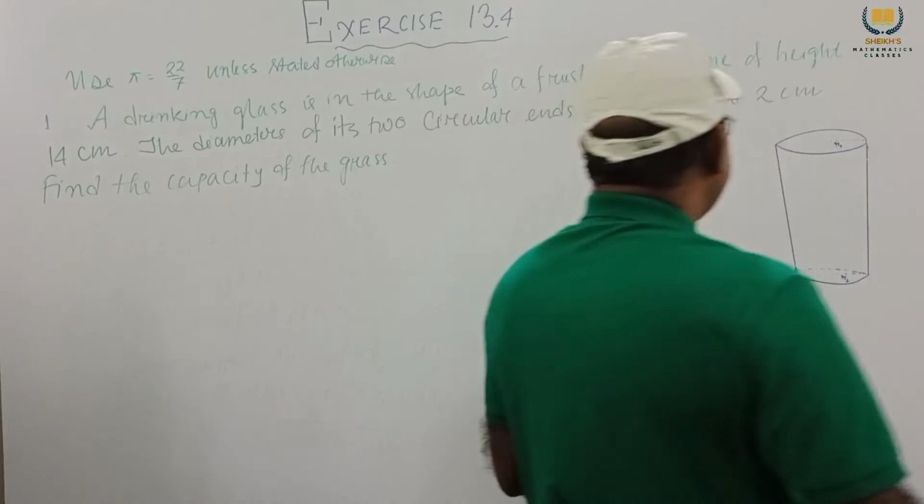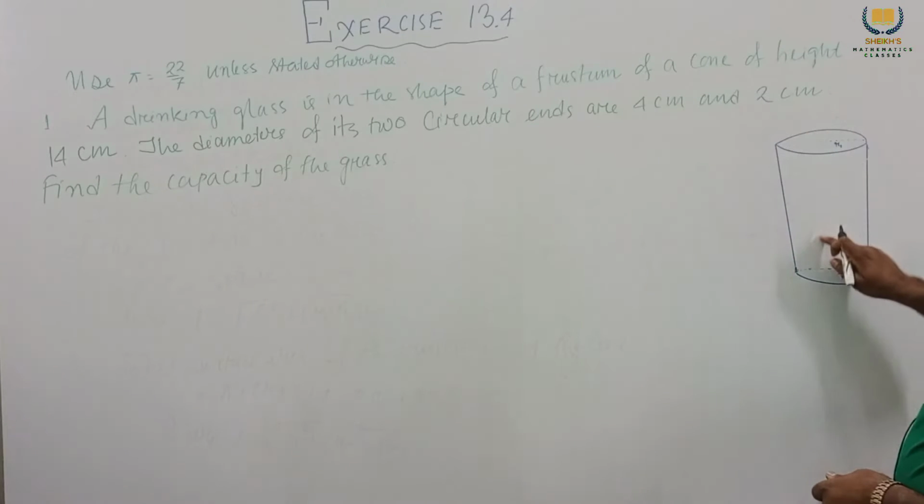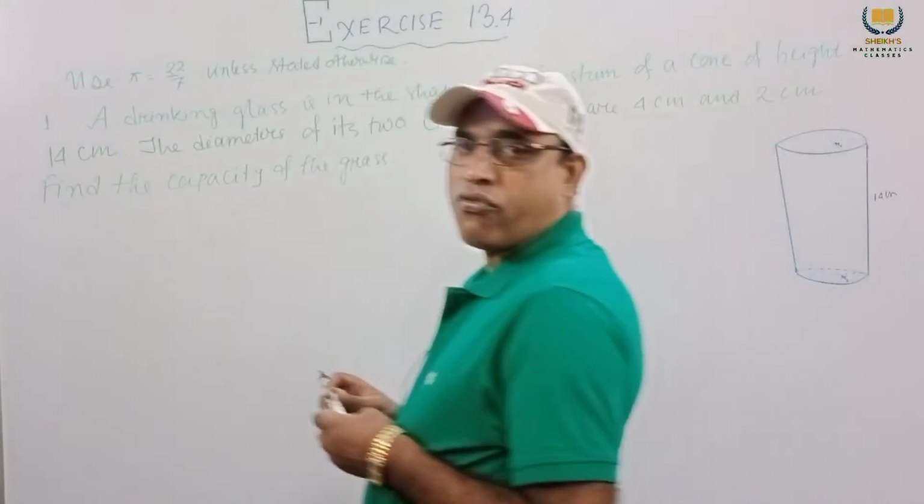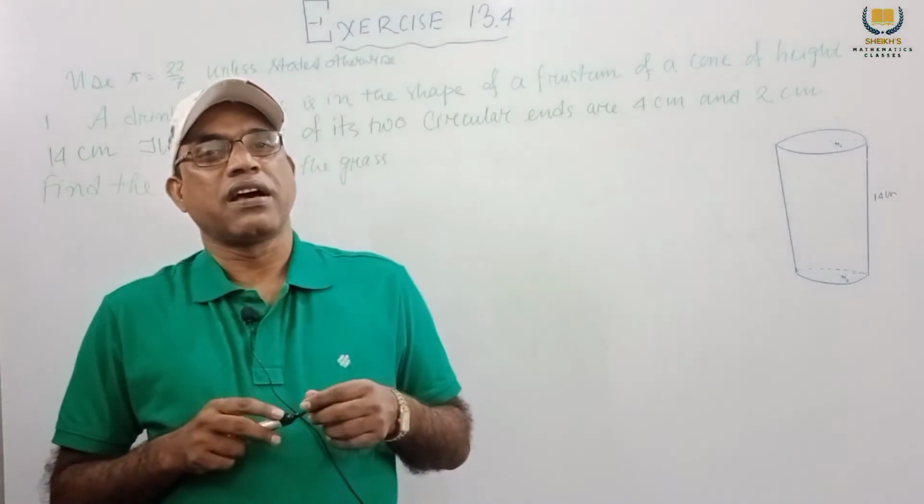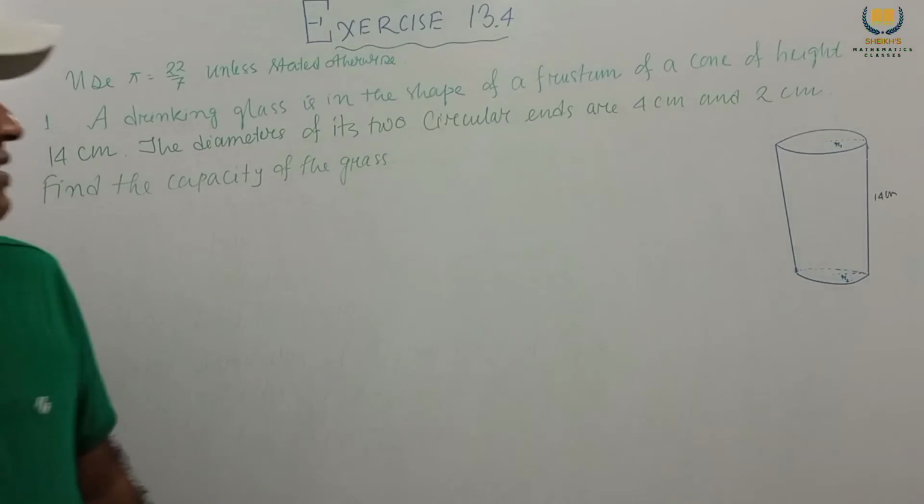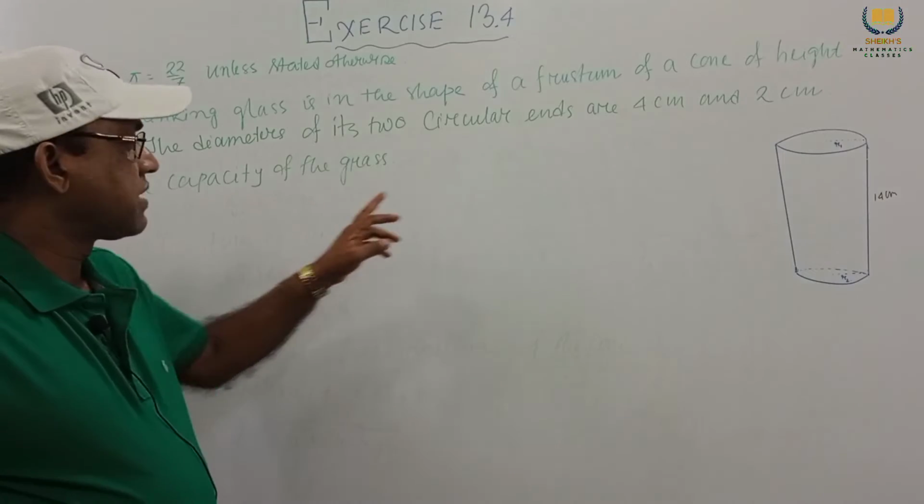So the height is given, 14 centimeter, from this to this, and the diameters are also given. This diameter is 4, this diameter is 2. Now what is the capacity? That means we have to find the volume of the frustum of the cone. This is just like we consider this glass.